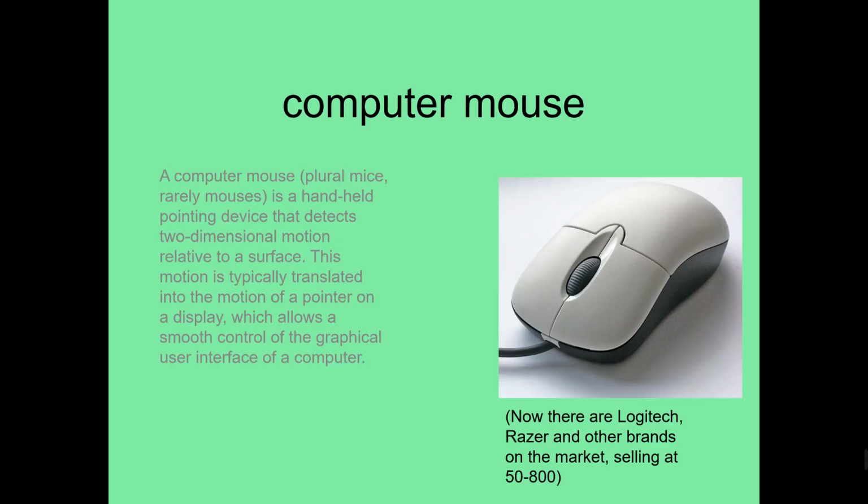Computer mouse. A computer mouse is a handheld pointing device that detects two-dimensional motion relative to a surface. This motion is translated into the motion of the pointer on a display, which allows smooth control of the graphical user interface of a computer. There are Logitech, Razer, and other brands on the market, selling at 50 to 800.